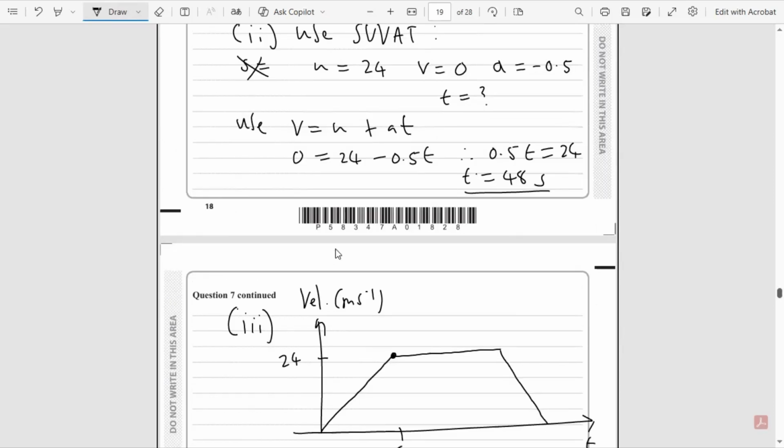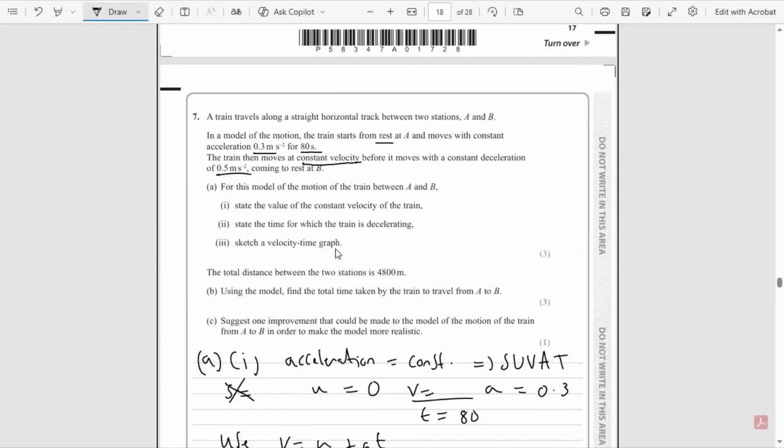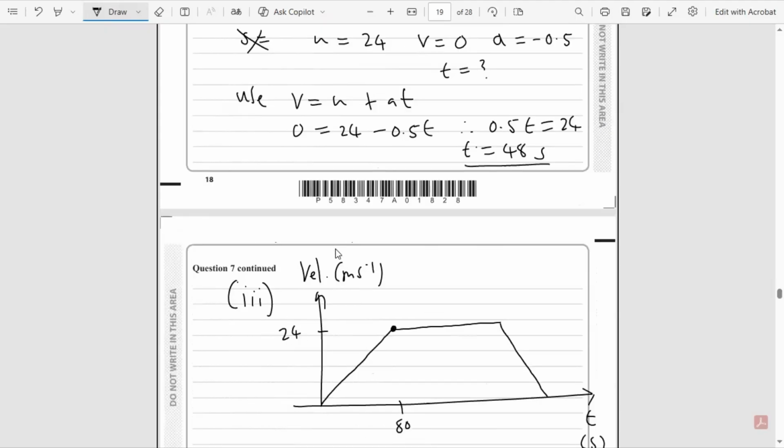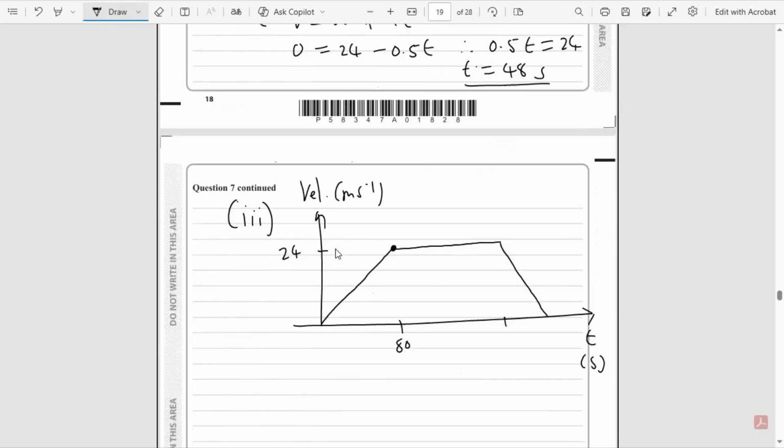Now, we're not told in the question how long the train is moving at this constant velocity, so we don't know that information. But we know that this time period there is going to be 48 seconds. So we can just label that there, just so we know the time there. Perfect. So that's part A done.